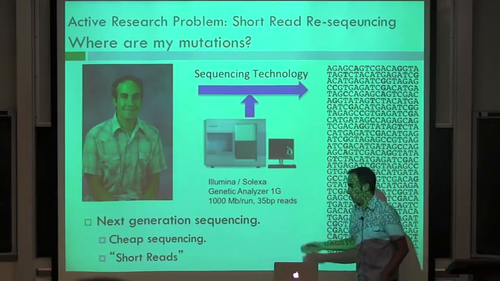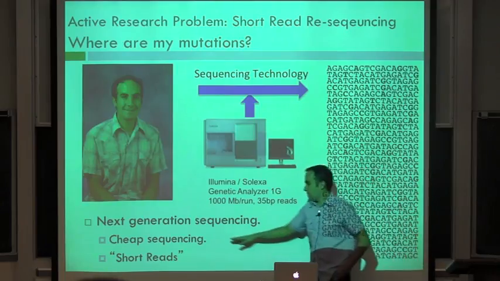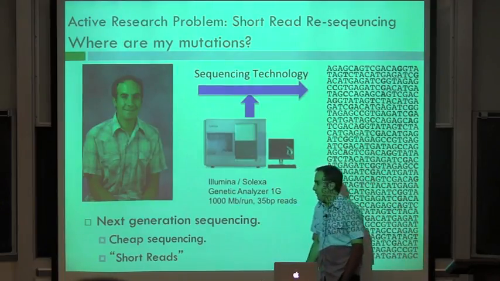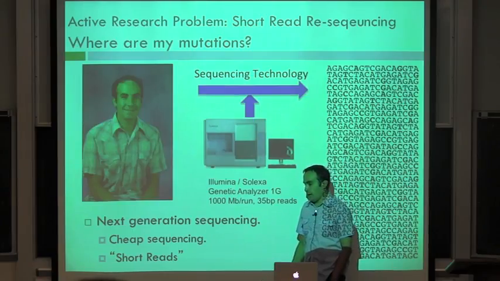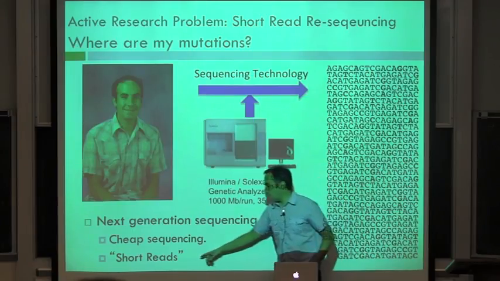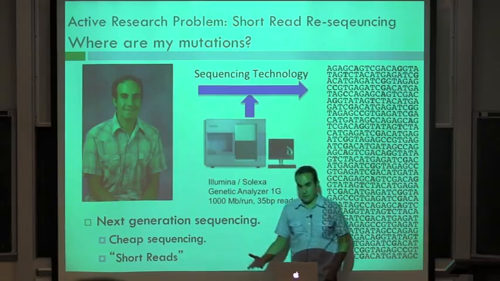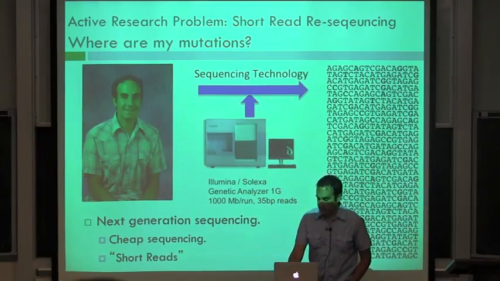They're the ones that really drove the cost down, and they're very inexpensive to use. 1,000,000 times cheaper than 1,000 Genome Projects. But they have this characterization which is called short reads. They're called short read sequencers. And I'll show you why they're called that.